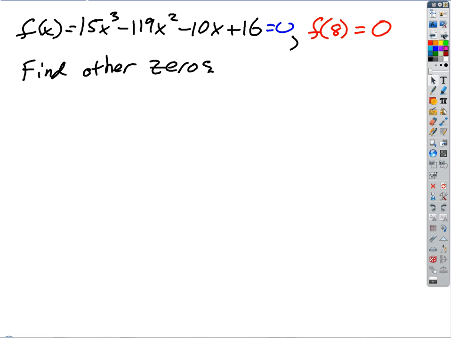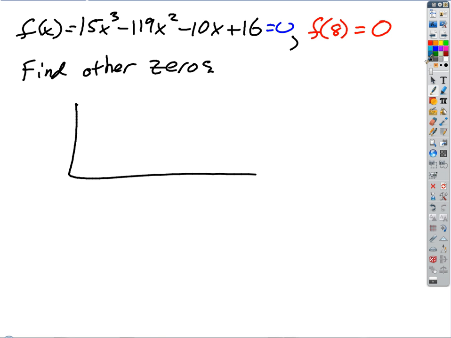So if I'm given 1 zero, what am I going to do next to find the other ones? If I'm given a 0, that means I'm also given a factor. What's the factor? x minus 8. And so that's important because I could divide my cubic polynomial by x minus 8 to find out what the other factor is, right? That make sense? Okay, so let's do that. We can do that synthetically.